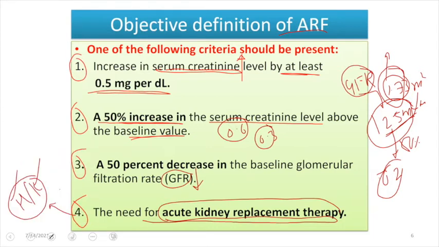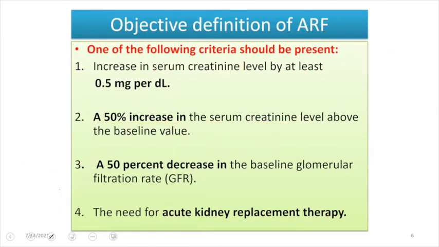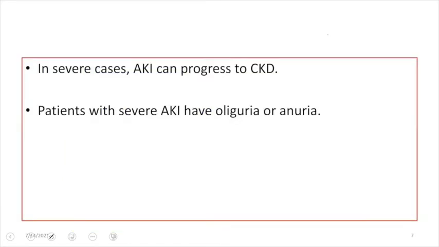So there are four criteria you should remember, and not necessarily all the criteria should be present. At least the presence of one criterion will define the presence of acute renal failure. In severe cases, acute kidney injury can progress to chronic renal failure, the term we associate with chronic kidney disease. And patients with severe acute kidney injury have oliguria and anuria.